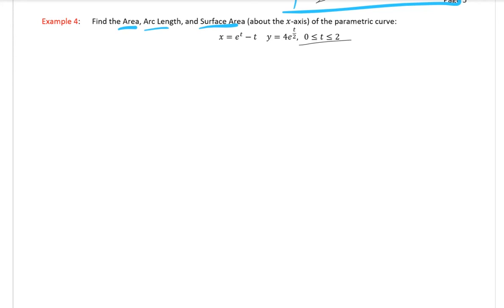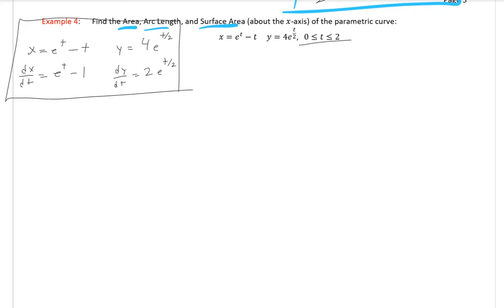Okay, so we have x is e to the t minus t. That means the derivative of x with respect to t is e to the t minus 1. If y is 4 e to the t over 2, that means dy dt is 4e to the t over 2 times the derivative of the top, which is 1/2, so that's 2e to the t over 2. So those are the things I'm going to need to know for area and arc length and surface area.